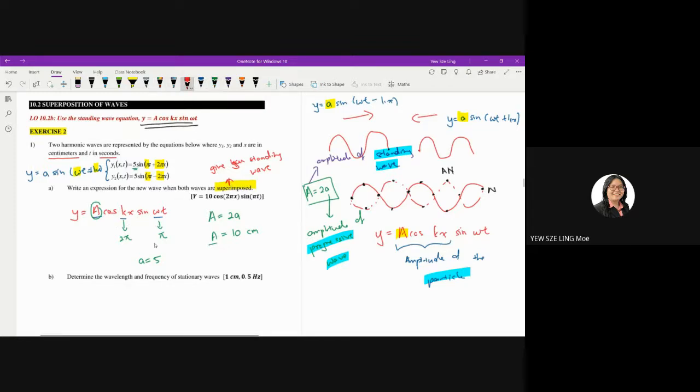Now that you have A, k and omega, you can get the equation for the new wave, which is y equals 10 cos 2 pi x sin pi t. This is the answer, and this is how we form the equation. You first identify the information needed from the progressive wave, and from there form the new expression for the stationary wave.